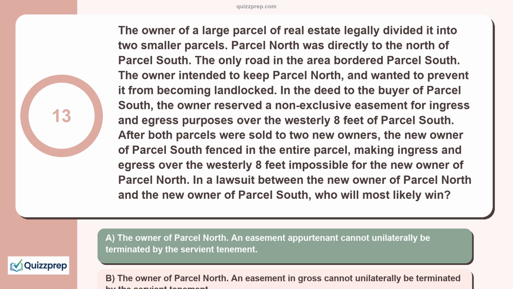D is incorrect. This answer choice states the general rule, but the owner of parcel south purchased the property subject to the easement. Because easements appurtenant run with the land, the easement is binding on the new owner of parcel south. Test taking tip: pay close attention when you see answer choices that are almost identical, like A and B. Frequently, when two choices are so close, this is what the examiners are testing.